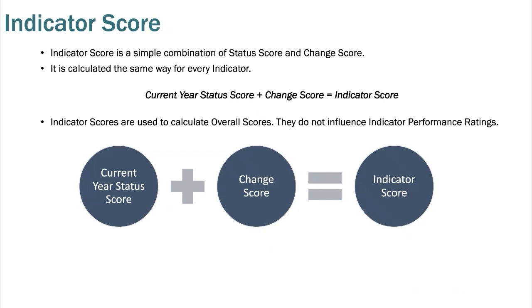To calculate indicator score, we have another basic calculation. We take the current year status score plus the change score to give us the indicator score. And this same formula is what we use to calculate the score for every indicator. Later, I'll show you how we'll use these individual indicator scores to calculate the overall score. But first, let's look at an example of how to calculate indicator score.